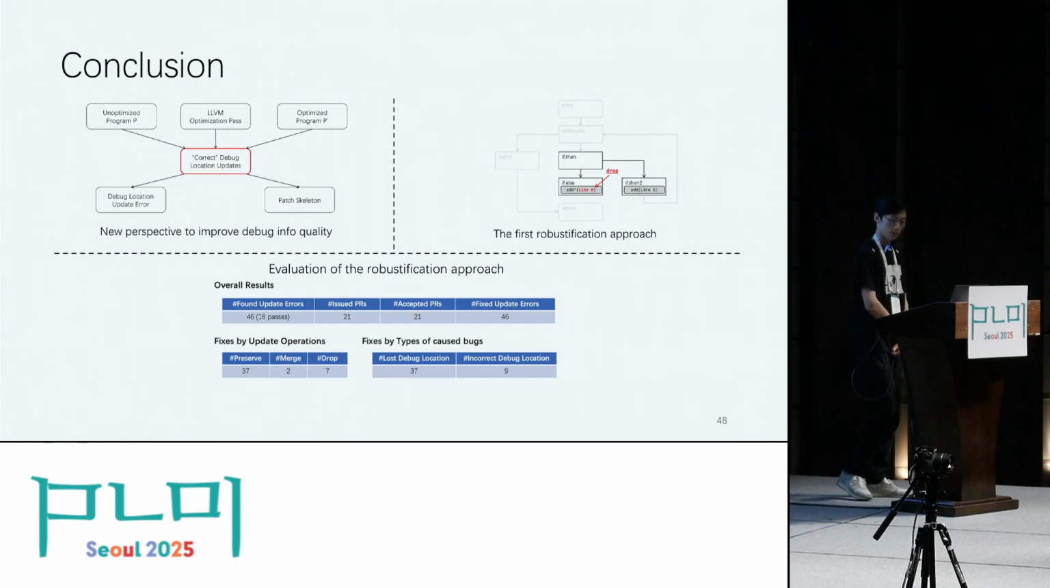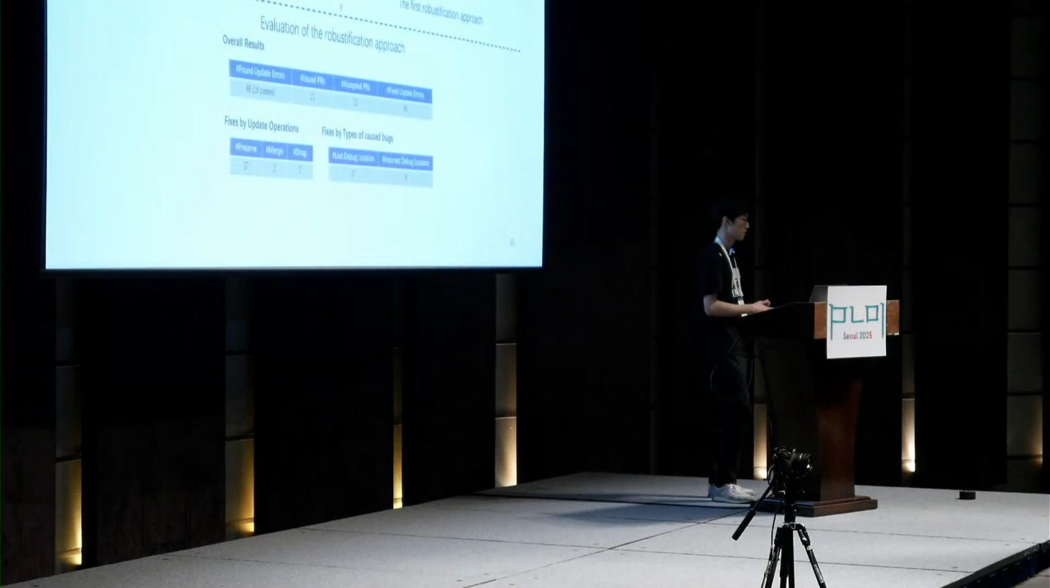I think this is specific to the debug location updates in LLVM. But this approach maybe can be generalized to other compilers like GCC, which maybe use the same mechanism to maintain the debug locations. But for other compilation metadata like debug values or something else, we need to find another way to address them.